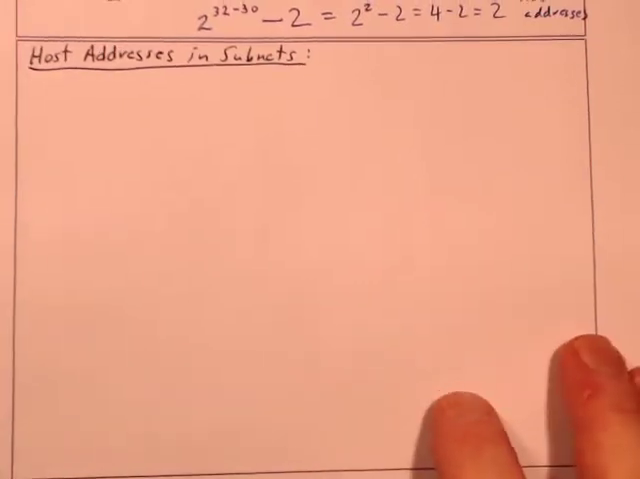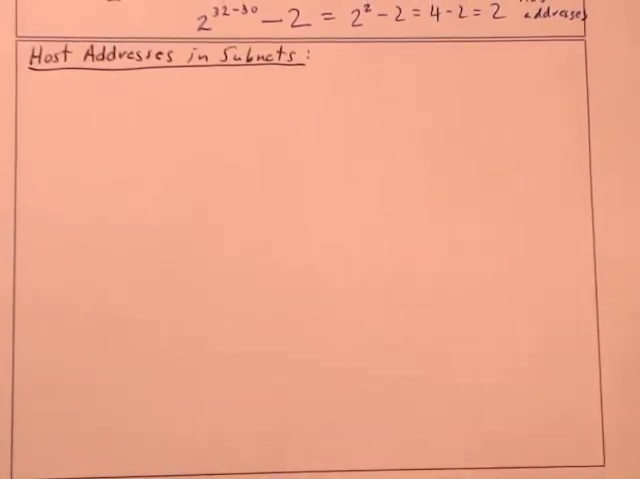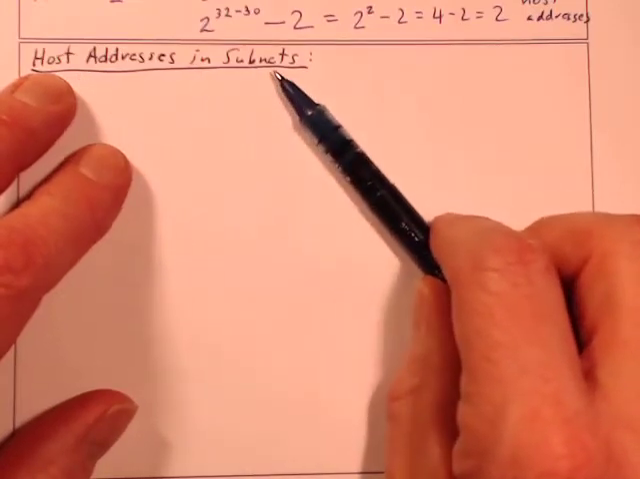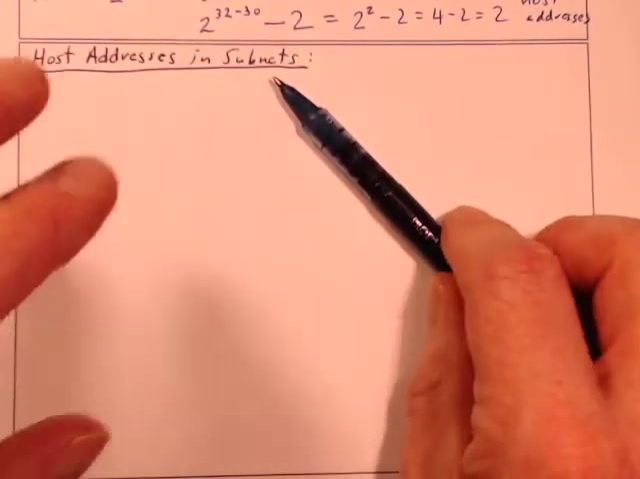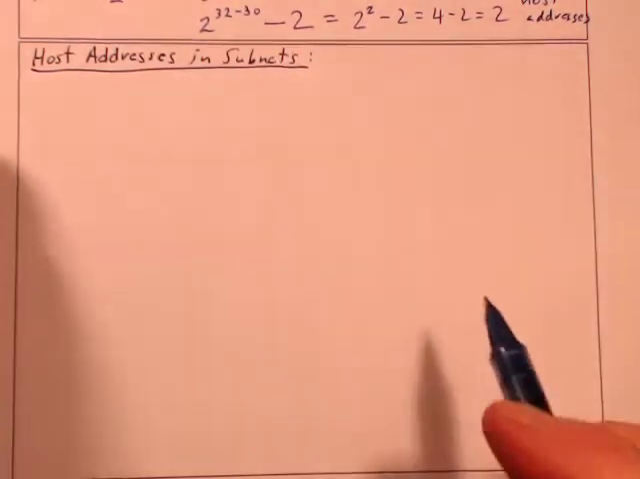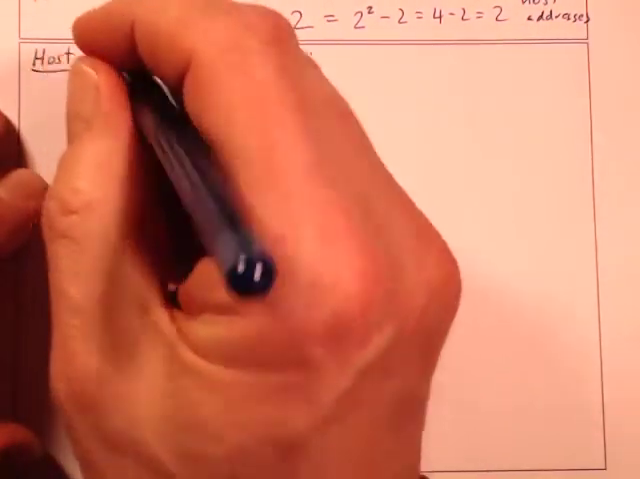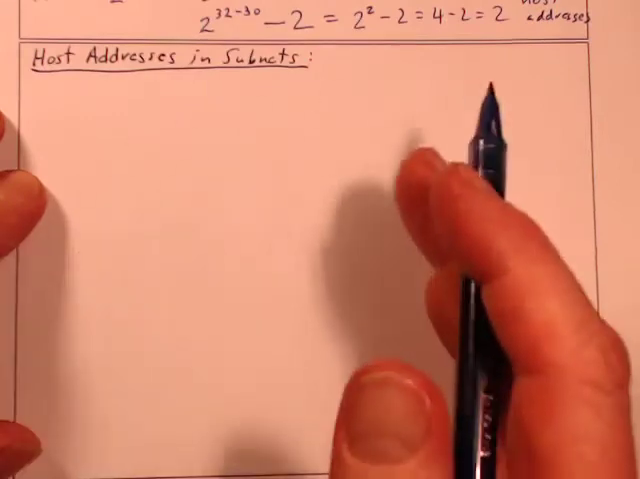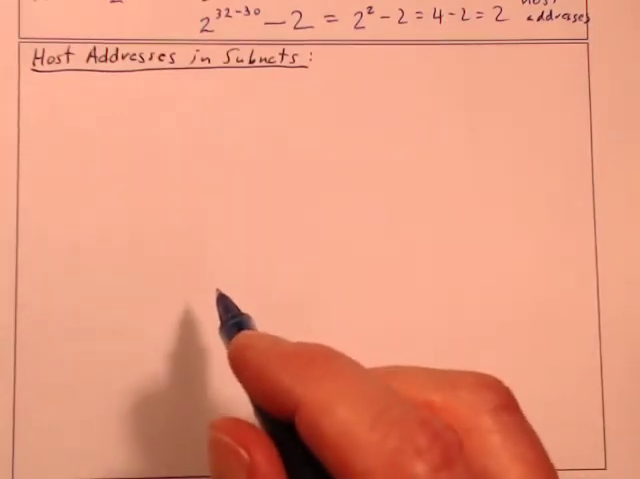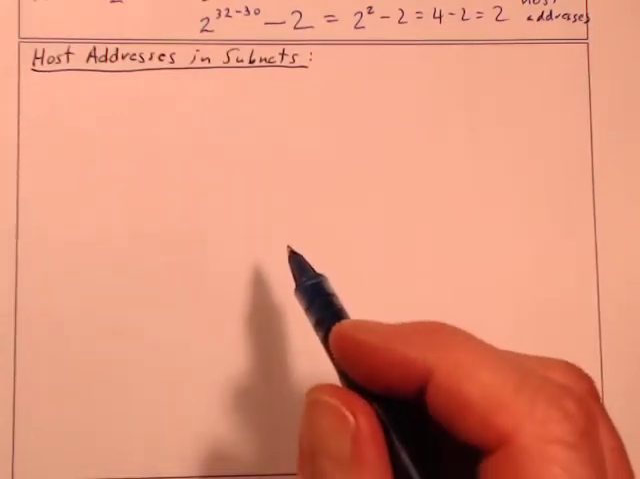Okay, in this video, what I'm going to do is show you a little bit about coming up with the list of host addresses in various subnets. And I'm going to start with a Class C network, and we're going to subnet that Class C various ways.